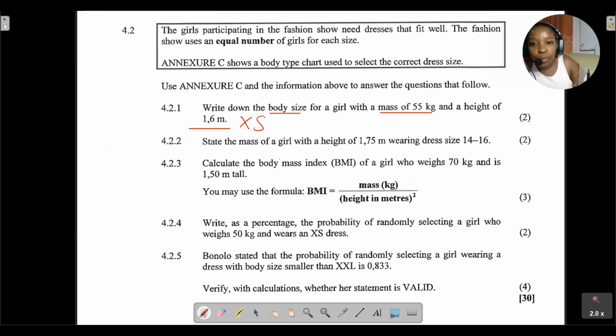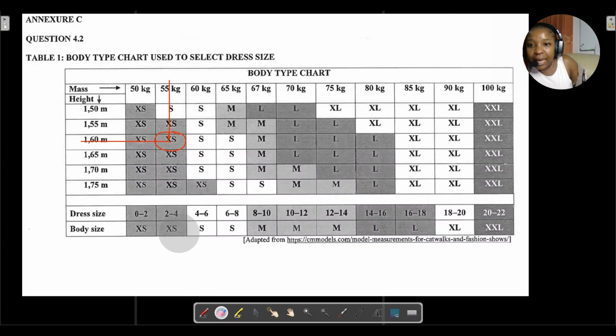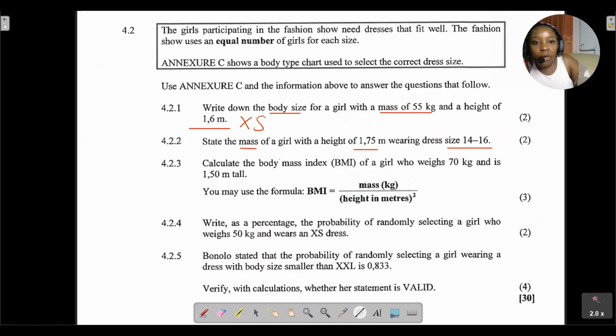Good. Question 4.2.2. State the mass of a girl with a height of 1.75 meters, wearing size 14 to 16. We are trying to determine what the mass would be of a girl that has a height of 1.75. So it just means that we are somewhere here, right? We don't know yet, but we just know that we are here, and wearing a dress size of 14 to 16.